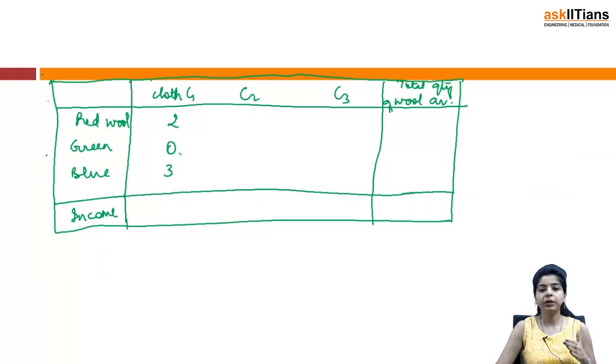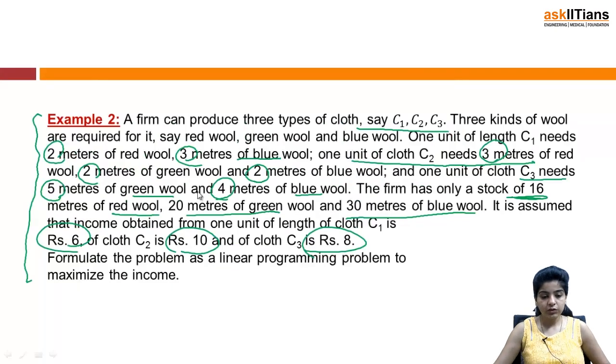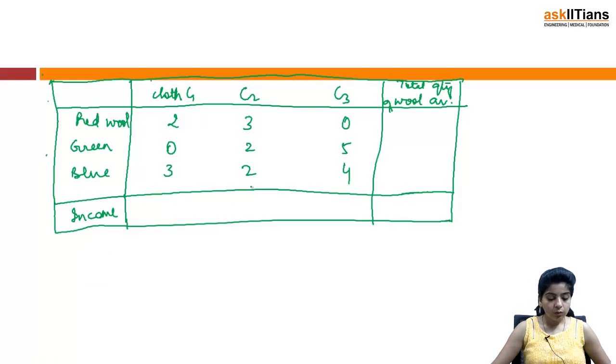Just be a bit cautious in this case, because when you have certain variable missing, do not miss out that information. Most of you will blindly write down 2 in front of red, and many of you would end up writing 3 in front of green, but that would be totally incorrect. Then for C2 similarly we have 3, 2, 2, and for C3 it's 0, 5, 4. Let's check. For C3 it was 5 green and 4 blue, so it's 0, 5, 4. Now income is given to be 6, 10 and 8, and total quantity available is 16, 20 and 30.